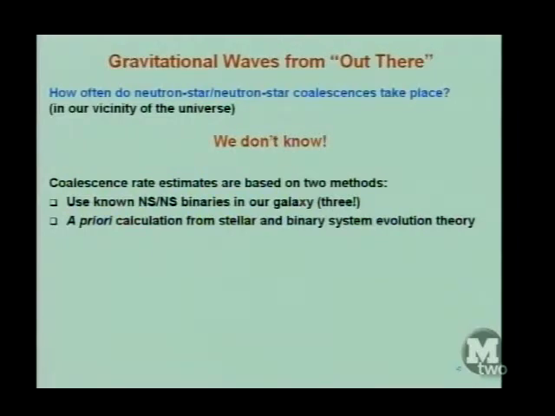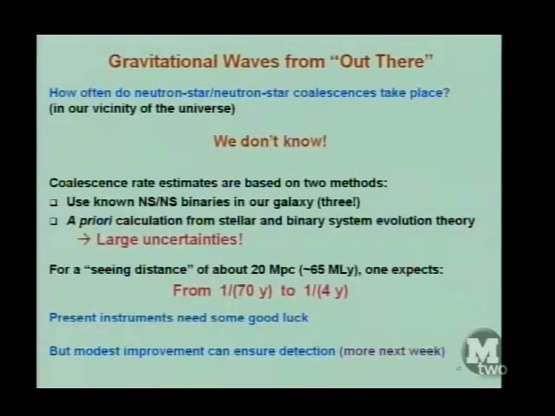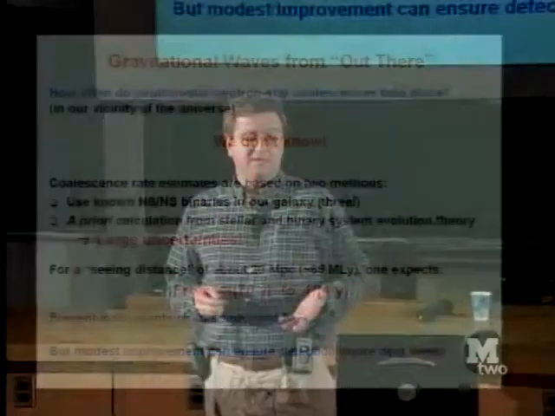Or one can do an a priori calculation based on what we know about stellar evolution and binary system evolution and figure out how often would 2 stars both go supernova, creating neutron stars, without flinging each other apart. Okay, and that's a tricky calculation, as you might imagine. There are large uncertainties. Our best estimates are that if you can see out to, say, 20 megaparsecs, which is about 65 million light years, then the frequency at which this happens is something like 1 in 70 years up to 1 in 4 years. Okay. So the present instruments, which have about this sensitivity, need some good luck if we're going to see anything in the next few years. But as I'll discuss next week, very modest improvements in our detectors will allow us to ensure detection.